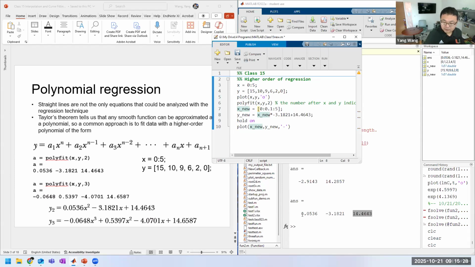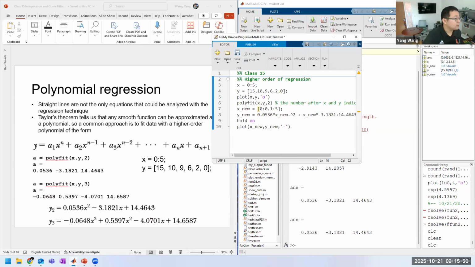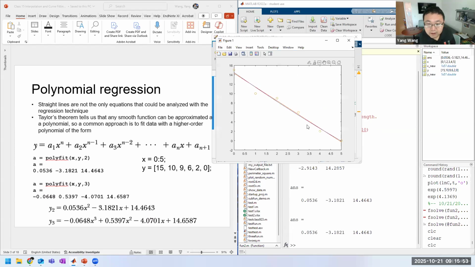And then use a higher order term here. Multiply by x new to the power of 2. We have to use a dot here because x is an array, right? So x new and y new. Now you have all of the data here, and you see how this higher order fitting is going to tilt the result, right? The original line is a red line, that's a linear fit, and with the higher order fitting you start to have some curvature here to fit the data.